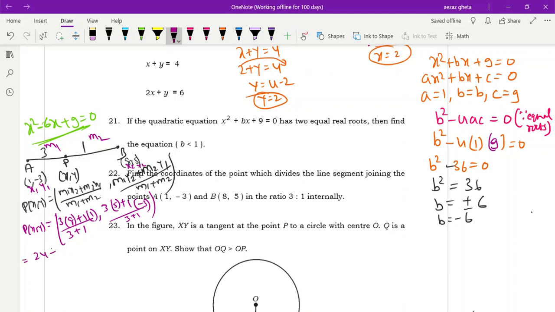24 plus 1, 3 8s are 24, plus 1 1s are 1, by 4. 3 5s are 15 minus 3, by 4. Okay, am I right? Any mistake? m2 x1, looks like no mistake. So 25 by 4 comma 12 by 4, 4 3s are 12, we will get 3. So 25 by 4 comma 3 is the answer.